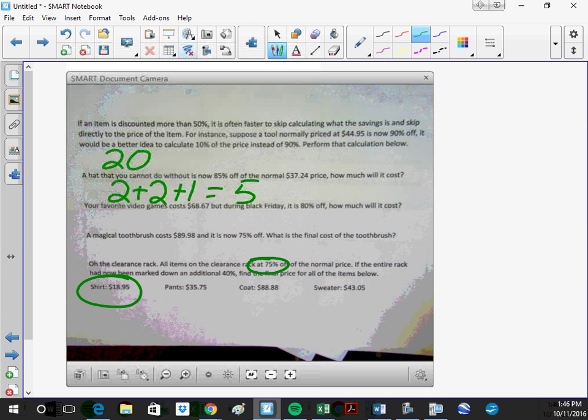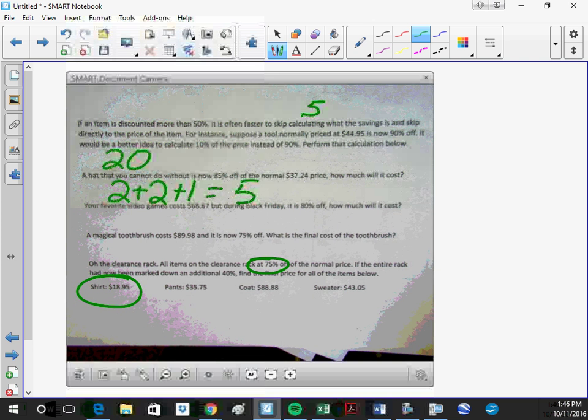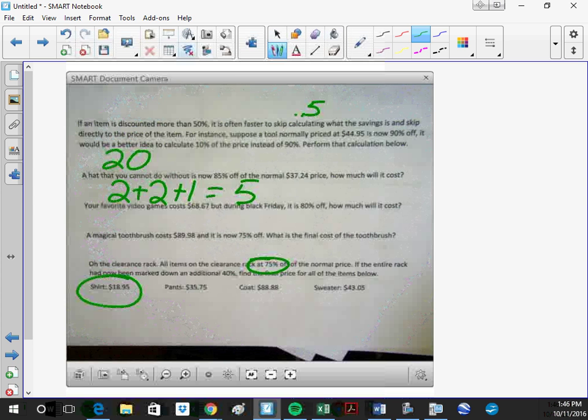On the clearance rack, that $18.98 shirt is worth about $5. But it is now 40% off of that. So I take that 5 and I turn it into 10% again, which is 0.5. How many 0.5s does it take to get to 40%? 4 of them. So what is 50 cents times 4? $2. So that's about $2.